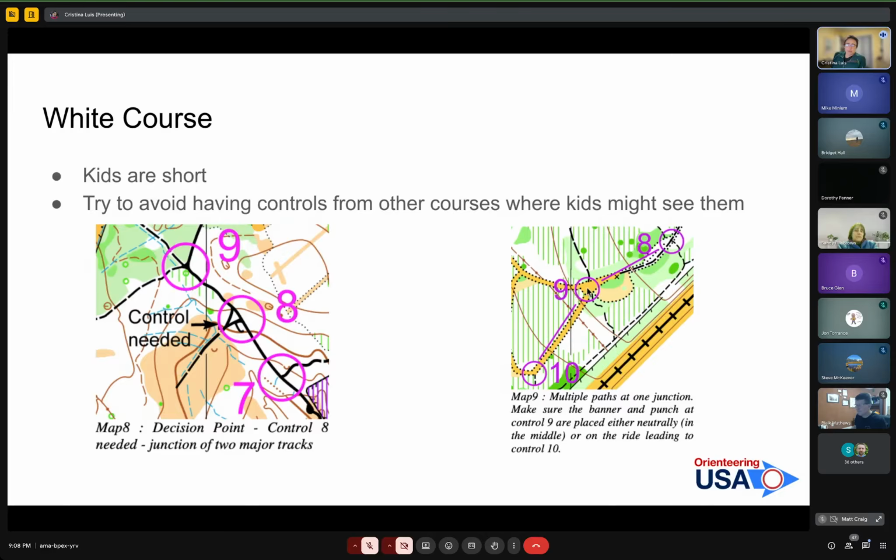Yeah, and in this example, this is from the British guide, they also talk about maybe 9 is a shared control. Maybe some other courses have 9. In which case you probably want to place it pretty neutrally, especially if it's a yellow or something. You don't want to guide them off the wrong way. But generally you'd want to put it in the direction that you're going.